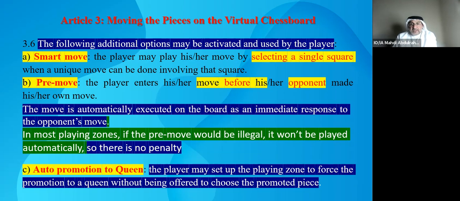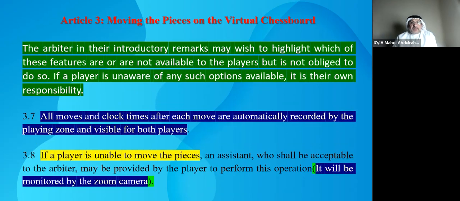The player may set up the playing zone to force the promotion to queen without being offered a choice of promoted piece. So this is also dangerous. So three points: smart move, pre-move, auto promotion to queen. That is the responsibility of the player. The arbiter in their introductory remarks may wish to highlight which of these features are or are not available to the player. So in our regulations, maybe mention whether these three things are allowed or not allowed.